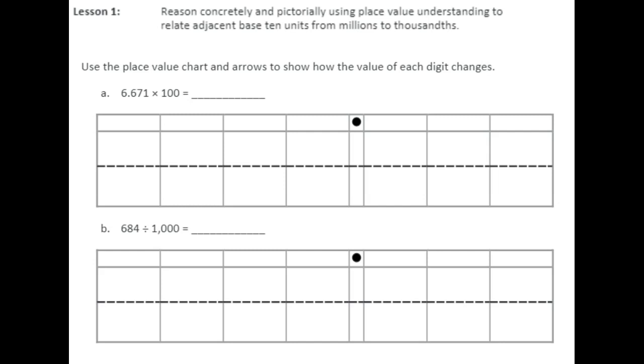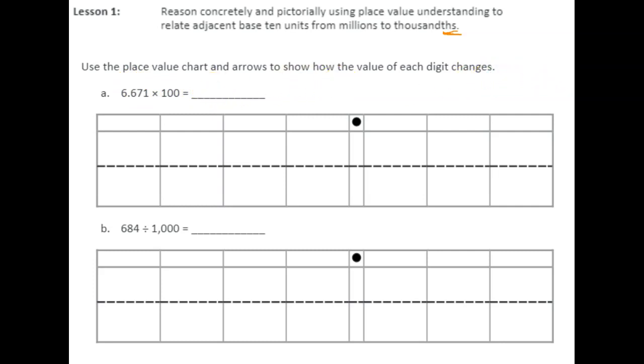First lesson, lesson 1. So we were to reason concretely and pictorially using place value understanding to relate adjacent base 10 units from millions to thousandths. Now remember, we're talking about thousandths, so we're talking about that THS, don't forget that. So not thousands, but thousandths. The directions say, use the place value chart and arrows to show how the values of each digit changes.